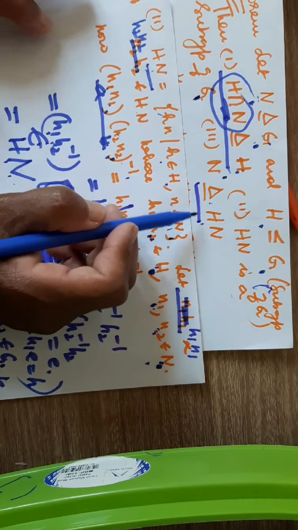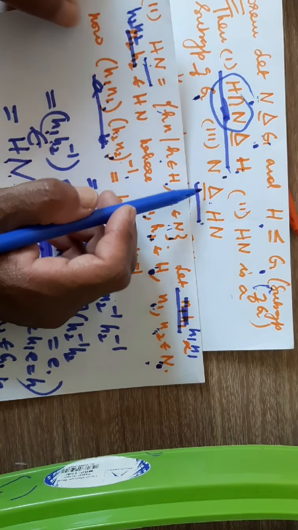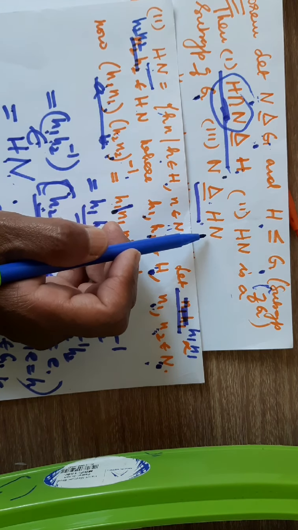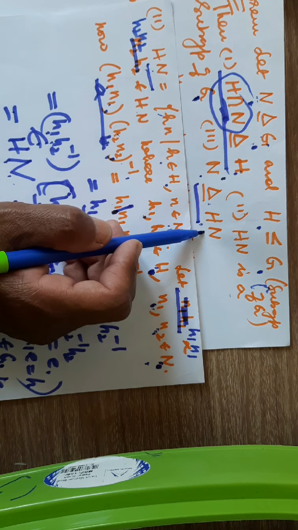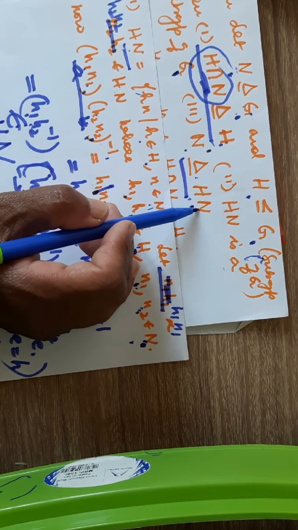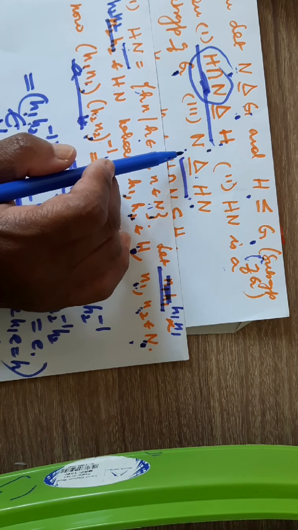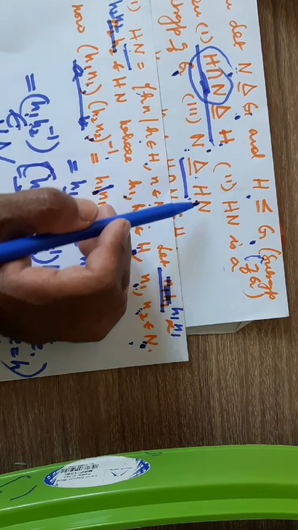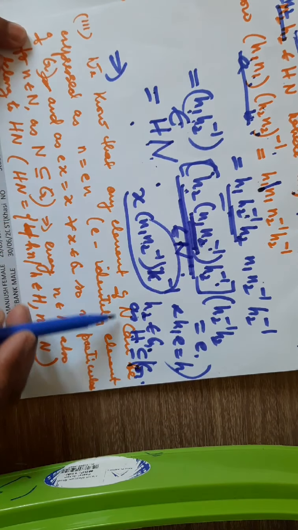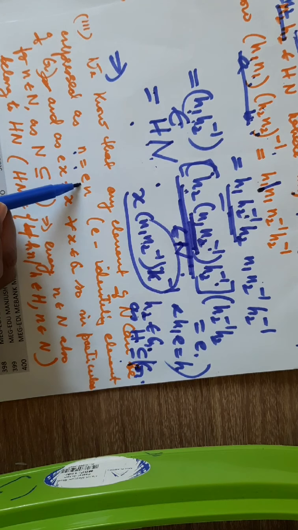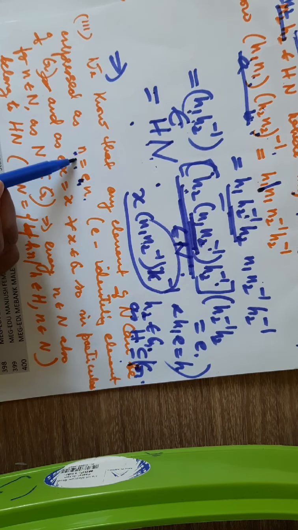Now the last one, this one. N is a normal subgroup of HN. So I need to show that N is a normal subgroup of HN. For this one, first I need to show that N must be a subgroup of HN. And secondly, I need to show that N must be normal in HN. So we know that any element of N can be expressed as en, where e is the identity element in G. So en is the same as n.